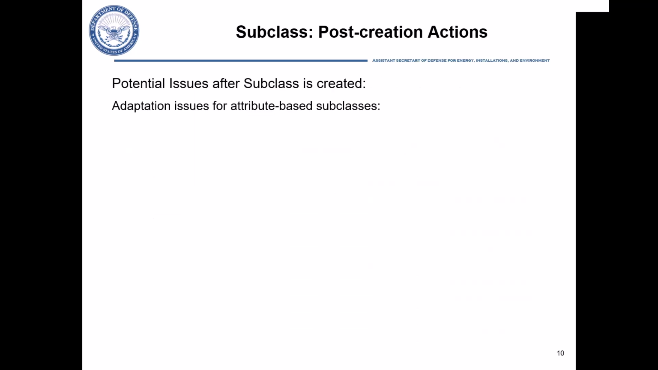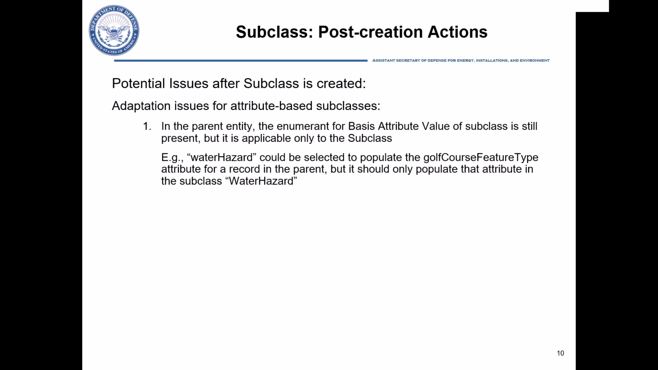Before wrapping up, let's consider some potential issues when creating adaptations that contain attribute-based subclasses. First, in the typical case in which the parent entity is retained in the adaptation, the enumerant used as the basis attribute value of the subclass is still present in the enumeration in that parent entity. The problem is that the enumerant value should only be applicable to the subclass. For example, while the water hazard value could be selected to populate the golf course feature type attribute for a record in the parent, it should only populate that attribute in the subclass water hazard.